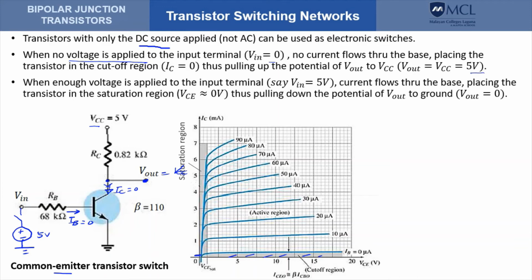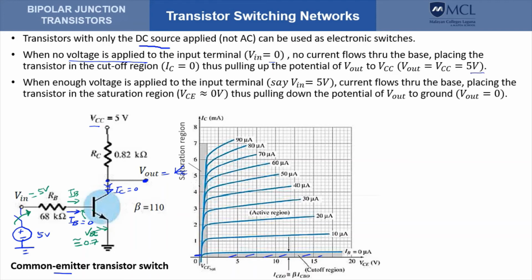However, let's say we close the switch. So that means we are making V in equal to 5 volts here. So there will be current, and that current can be computed. This is V sub BE, and this junction here is forward biased, so V sub BE here is approximately 0.7, assuming this is a silicon transistor.